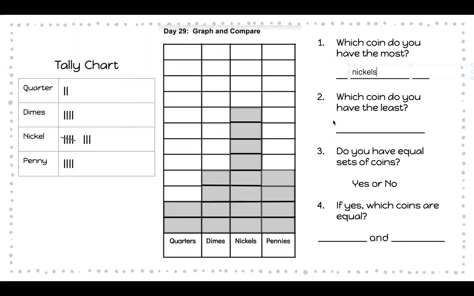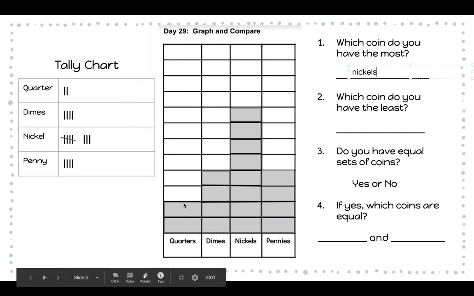Now, number 2, which coin do you have the least? So the least amount, the smallest amount of coins. I only have 2 quarters. So that's the least amount that I have.